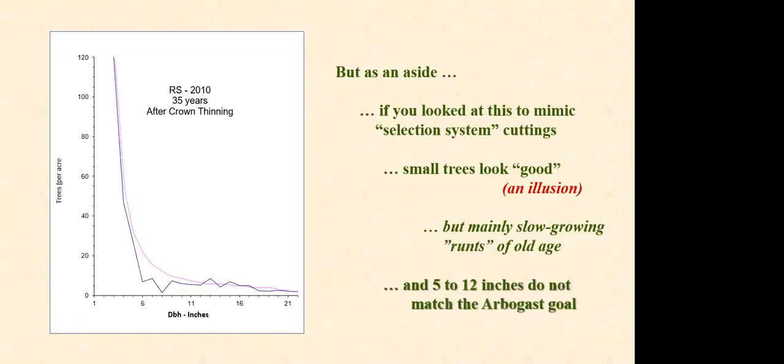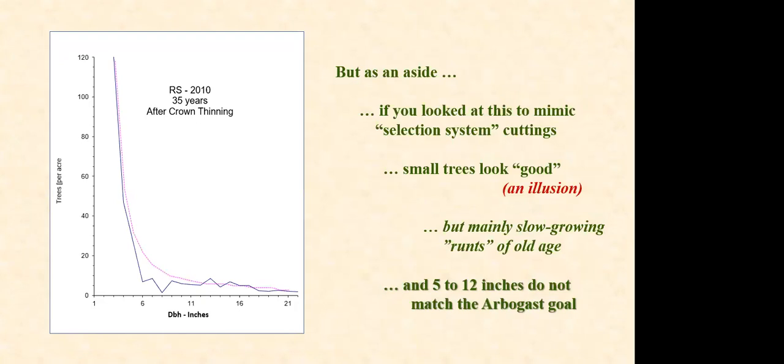Now, as an aside, if you were thinking about the stand being uneven age and tried to treat it like an uneven age stand, the upper canopy tree, the large diameter trees above 12 inches and more would look like it's pretty good. And so would the small trees because of the slow growth of the runts and the additions of new cohort. But those 5 to 12 inch classes don't match the Arbogast structure.